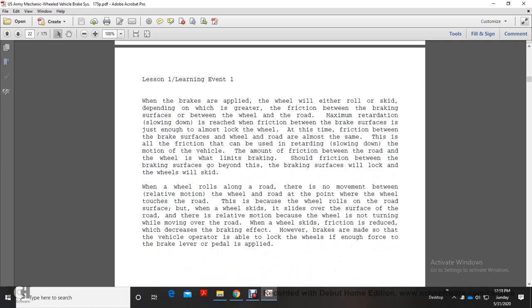In braking, should the friction between the braking surfaces go beyond this limit, the braking surface will lock and the wheels will skid. When the wheel rolls along on the road, there is no relative motion between the wheel and the road at the point where the wheel touches the road. When a wheel skids, it slides over the surface of the road, and this is relative motion between them. Because the wheel is not turning while moving over the road, the wheel skids.